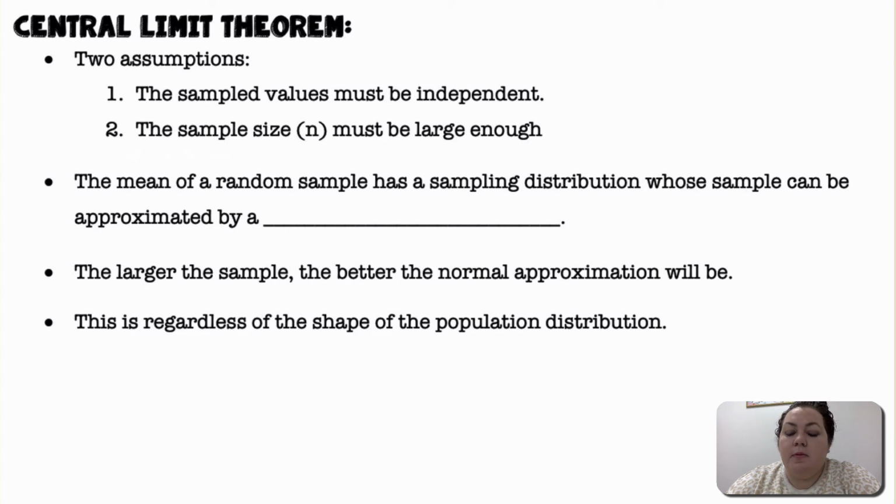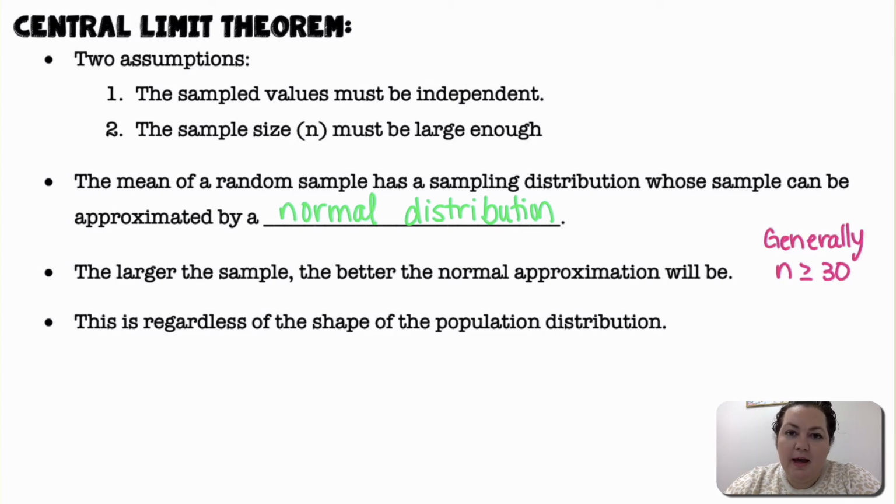The mean of a random sample has a sampling distribution that can be approximated by a normal distribution. The larger the sample, the better the normal approximation will be. Generally speaking, n has to be greater than or equal to 30, regardless of the shape of the population distribution. So even if the population distribution is very strongly skewed, if our sample size is large enough and I'm doing a sampling distribution, then my sampling distribution will be approximately normal.